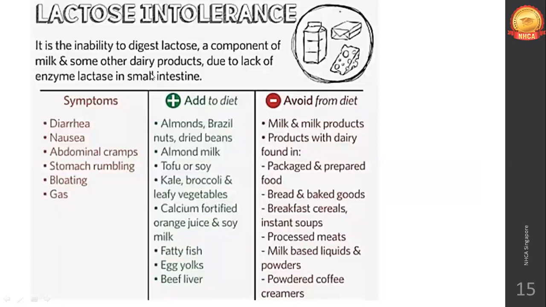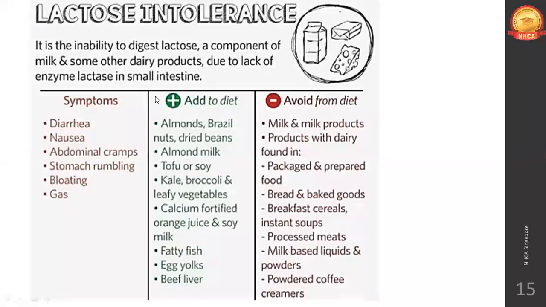So it is the inability to digest lactose, a component in milk and other dairy products, due to the lack of the enzyme called lactase in the small intestine. Symptoms: as soon as you consume milk-based or lactose-based products, you will suffer from diarrhea, nausea, abdominal cramps, stomach aches, and rumbling of the stomach. The stomach will make that sound.